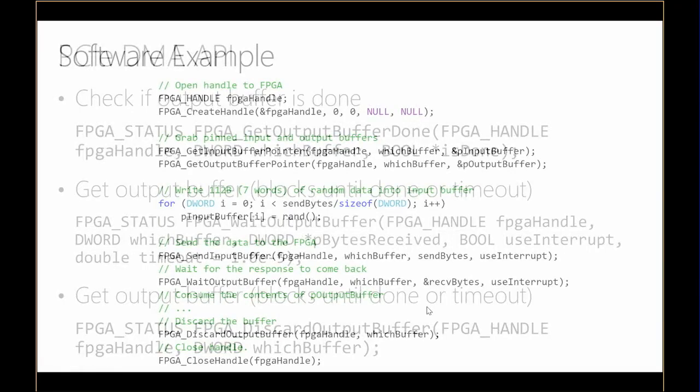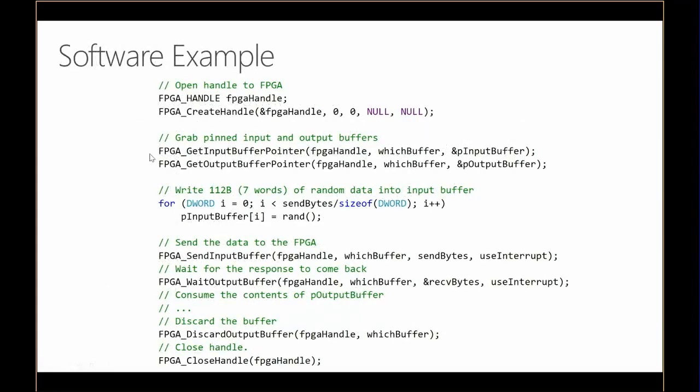So here is an example. This is the typical process of communicating with the FPGA. First, we create an FPGA handle. Then we get the kernel pinned buffer pointers. Since the pointers have been mapped to user space, we can now put the send data into the input buffer. In this example, we write random data to the input buffer. Then we invoke the send input buffer to start the transferring process. This function will return immediately.